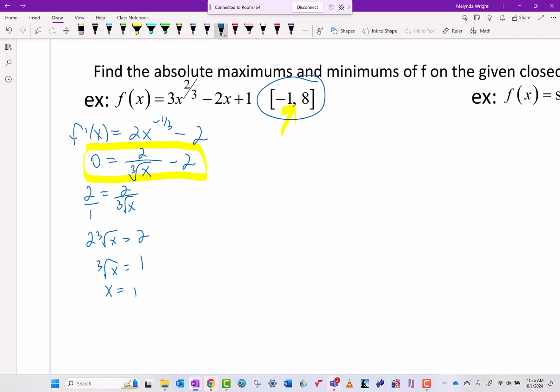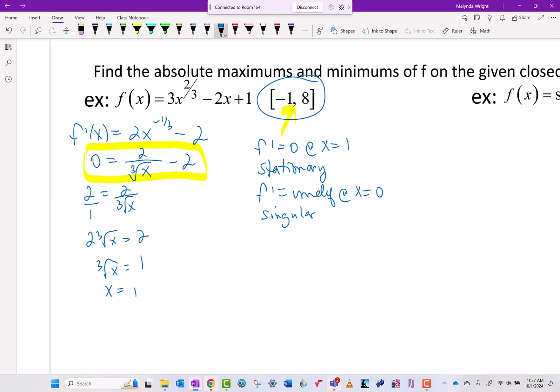So here's my critical numbers. So my critical numbers, we'll just write, be specific. I'll say f prime equals 0 at x equals 1. That's a stationary point. And then I've got f prime equals undefined at x equals 0. And that's a singular point. That's the type.